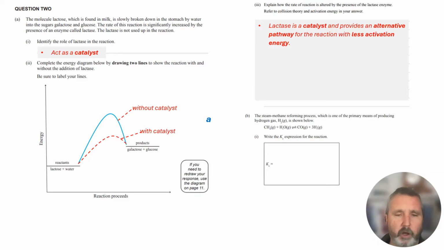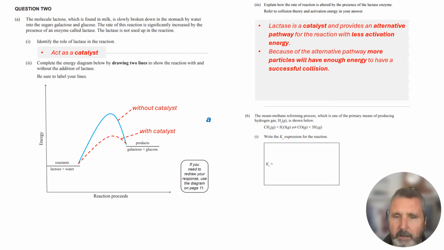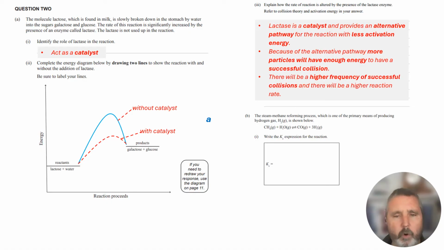That's what this dotted line is here on the left for the reaction with less activation energy. So there is less energy initially required to get over the bump. So that's less activation energy. Because of the alternative pathway, more of the particles have the energy that is required to have a successful collision. So there will be more successful collisions per second, or a higher frequency of successful collisions. There will be a higher reaction rate.